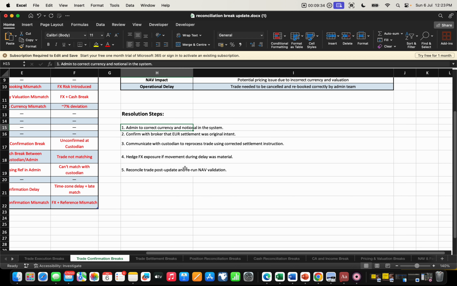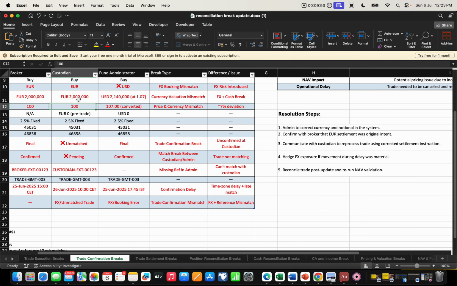First thing, you have to correct it at the admin: if the currency gets corrected, the notional will automatically get corrected in your system. In the same way, the break should be confirmed with the broker, that euro settlement is the original intent, before amending anything. Like, on the admin side you are reflecting USD currency; before changing to euro, just confirm with your broker whether the settlement will be in euro or USD, because we see USD currency. So if they confirm that it is euro, then you can book in euro.